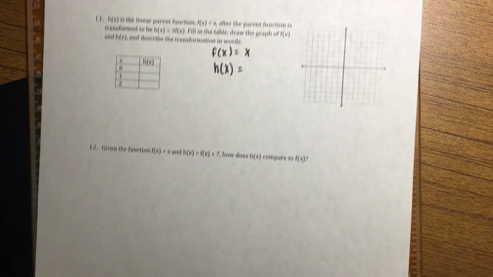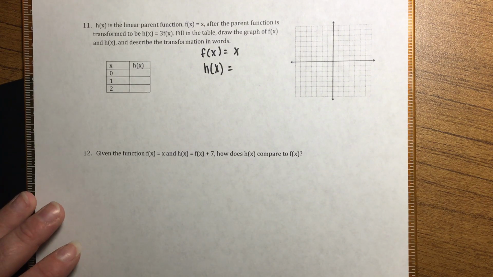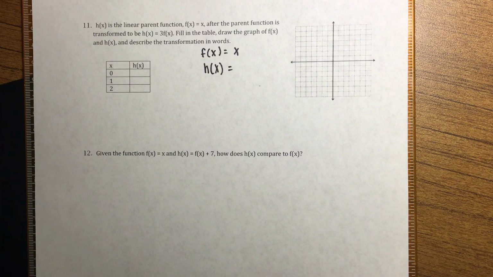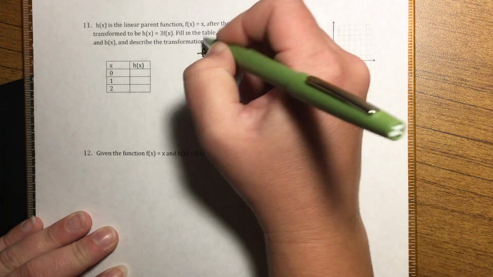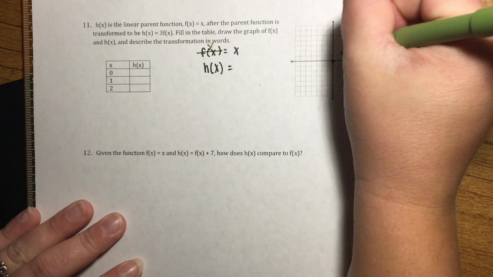All right. Last two problems and we will be done. All right. So number 11 says h of x is the linear parent function of f of x equals x after the parent function is transformed to be y equals 3x. Fill in the table, draw the graph of f of x and h of x, and describe the transformation in words. Okay, so I know my original function is just always going to be y equals x, all right, which they did not graph for us. So let's go and graph that real quick.